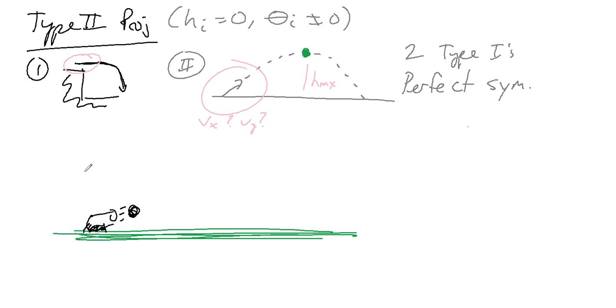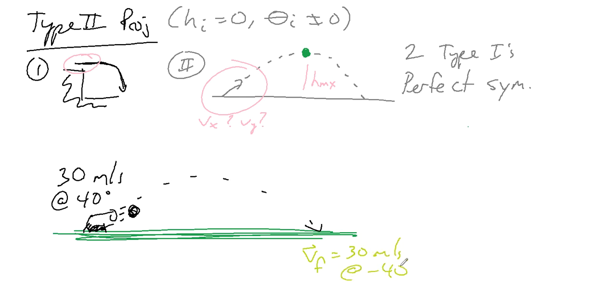Okay, and so let's start with the initial stuff and just work through the scenario. Let's say this cannonball was shot at 30 meters per second at 40 degrees, and let's solve for everything there. It comes back down. One of the easiest things by far is the final velocity, because the final velocity over here is going to be the exact same thing as the initial velocity, except the angle is flipped, so that's super easy peasy.